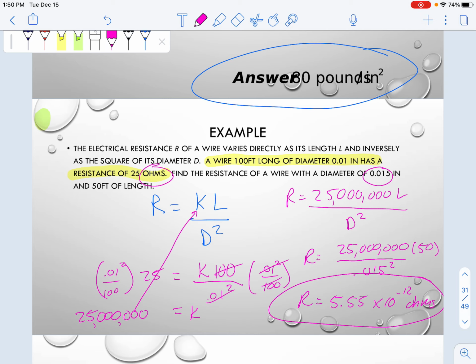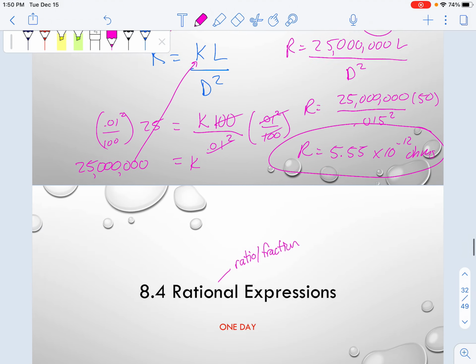So again, variation basically comes down to plugging in what you know to solve for what you don't, the constant of variation, and then to find the missing part, plug in what you know again after you substitute your k value back in and solve for your unknown. Pretty simple stuff.